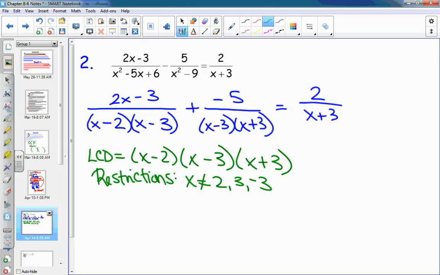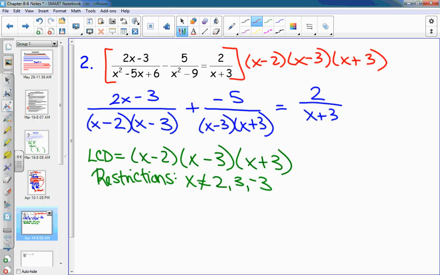So now that I know my LCD, what do I do next? Is this an expression or an equation? How do I tell the difference? It has an equal sign. So since there's an equal sign, I know this is an equation, which means I can multiply the entire thing by its LCD and eliminate the denominator. Since this is an equation, I can multiply the entire equation on the left and right side by my LCD, essentially eliminating the denominator.